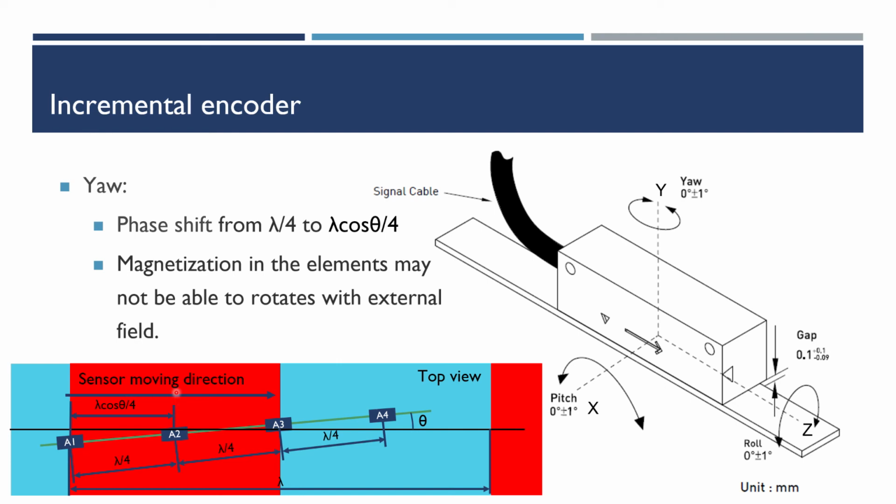This may influence the output. And if the yaw angle is too large, the elements in the sensor may be located at the edge of the scale, like the A1 element and A4 element here, and the magnetic field there is not uniform and therefore distorts the signal.